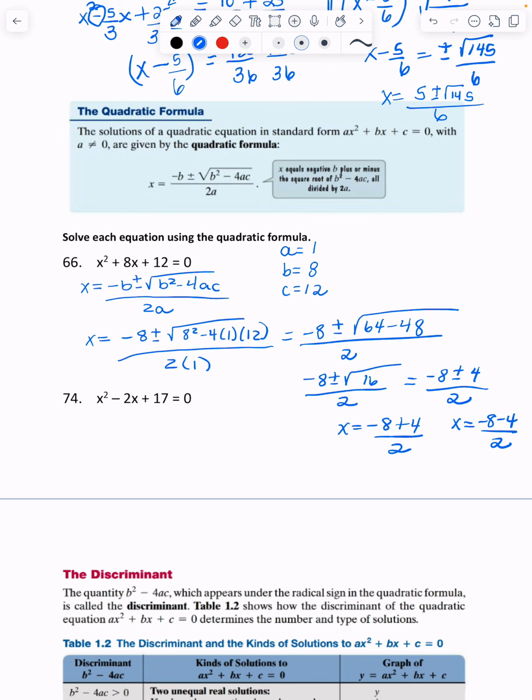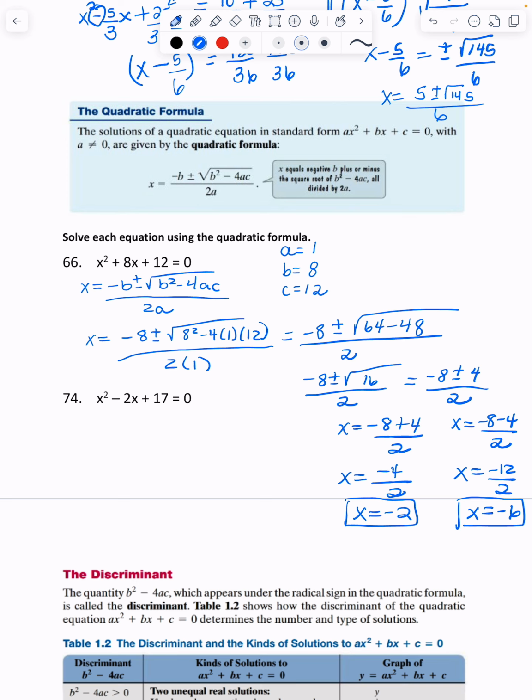But keep going. Negative 8 plus 4 is negative 4. So my first answer ends up being negative 2. And the second answer, we get negative 12 divided by 2. So my last answer is negative 6. The biggest thing about using the quadratic formula is just to make sure that you do order of operations correctly, make sure you get your signs correct.